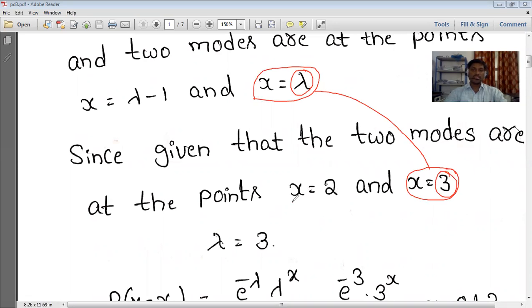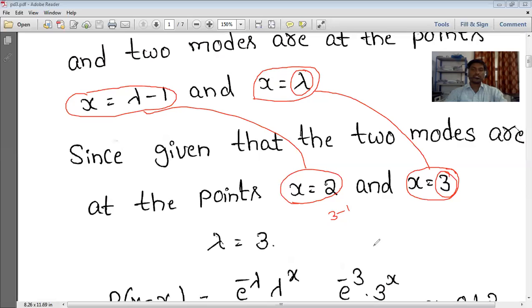And next, in the same way, here it is x is equal to 2. So x is equal to 2 means how can you write this? 3 minus 1. So x is equal to lambda minus 1, 3 minus 1, so x is equal to 2. So from this we simply write lambda is equal to 3. So we got the lambda value. For applying the Poisson distribution, what is the parameter? Lambda. So we require that value of lambda, and for that we calculated the lambda value by using the given information.